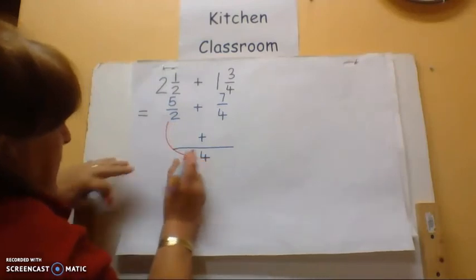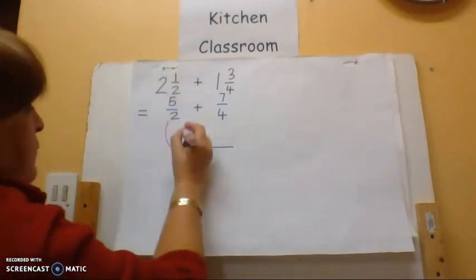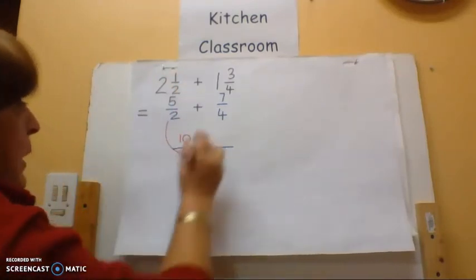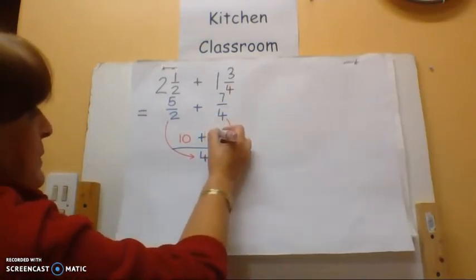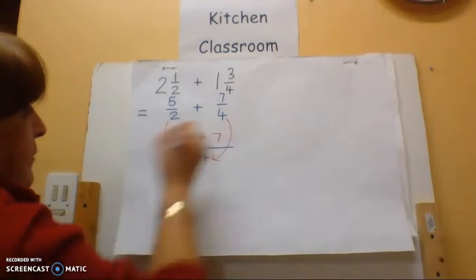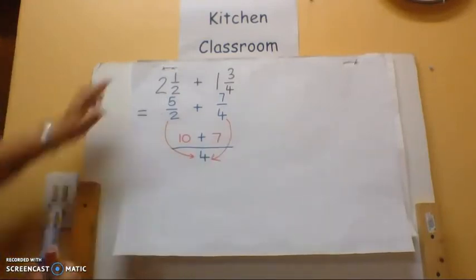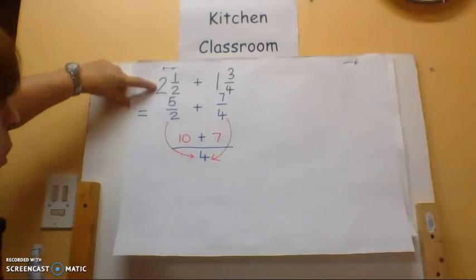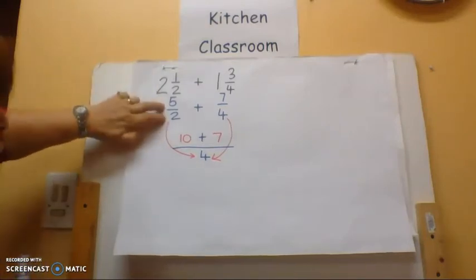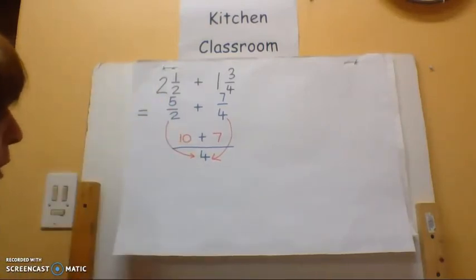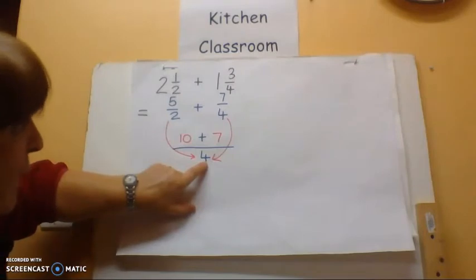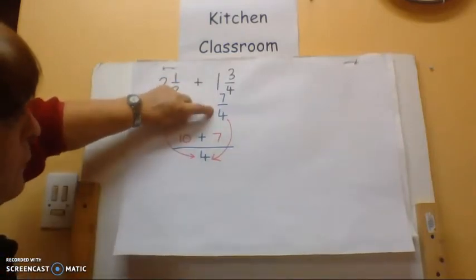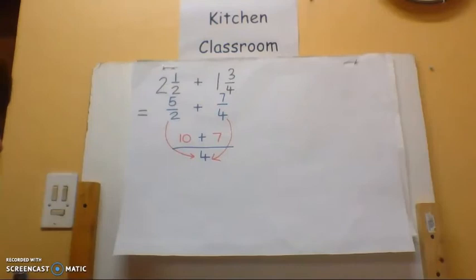So I'm going to do it this way. 2 will divide into 4. 2 times 5 is 10. 4 will divide into 4. 1 times 7 is 7. Let's start at the top again. 2 1/2, 5 over 2, and 10 over 4 are all equivalent fractions. But only when we had got them both to the same denominator could we add them. 1 3/4, 7 over 4, and 7 over 4.